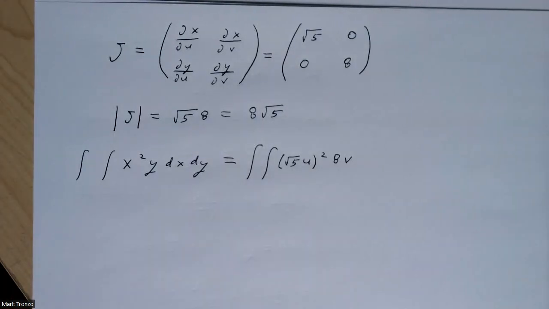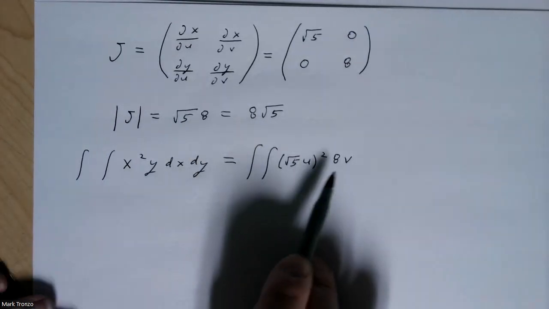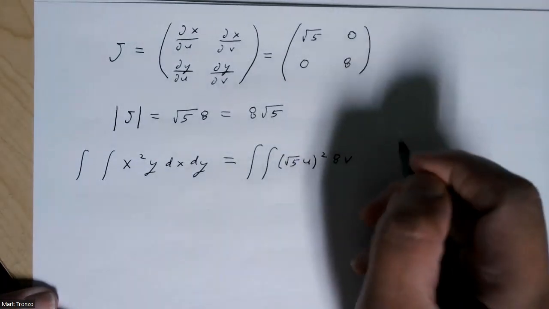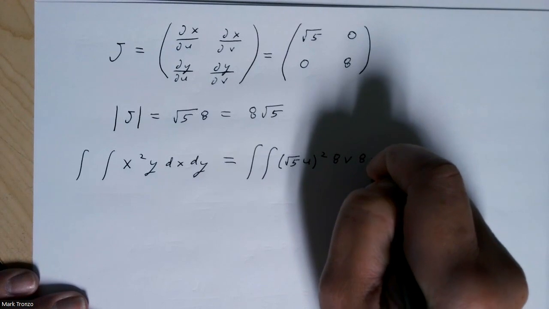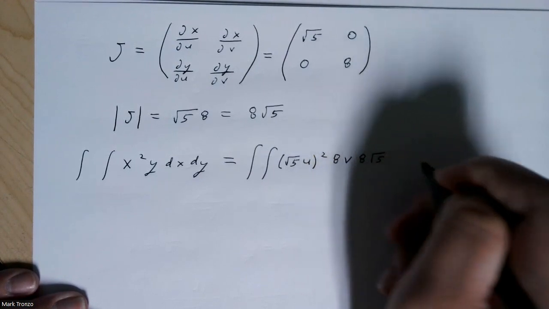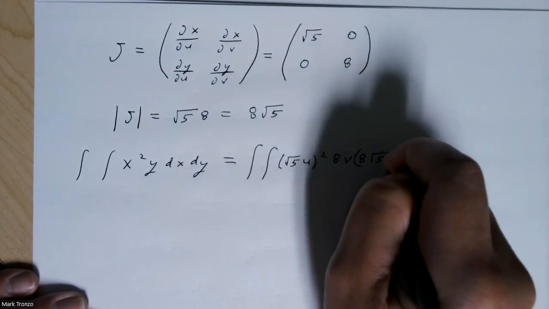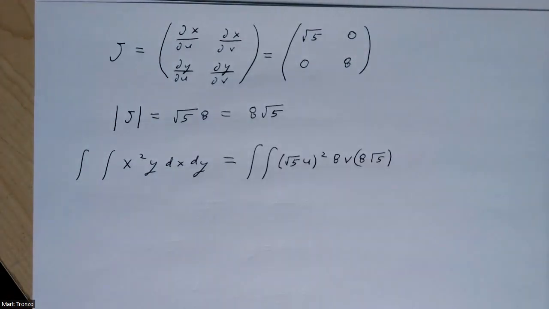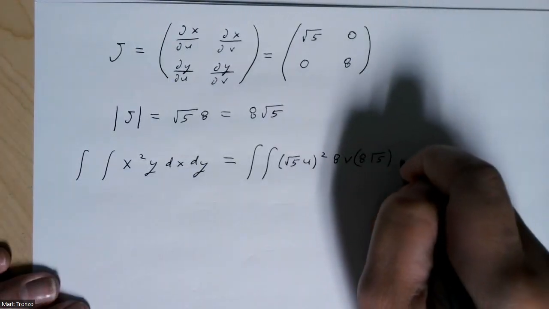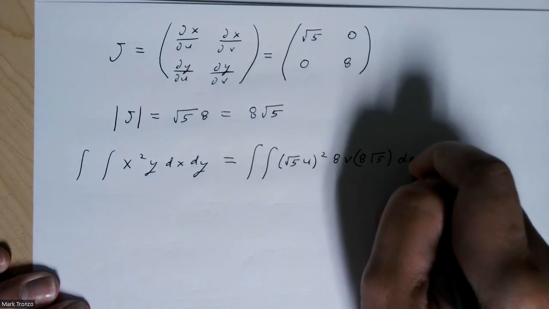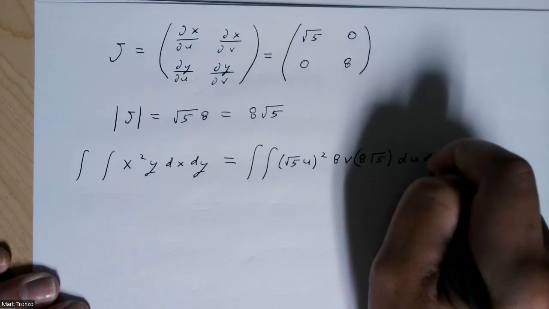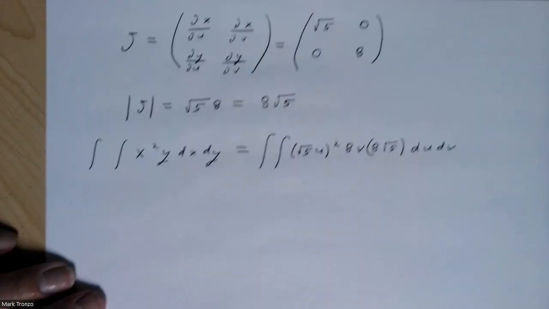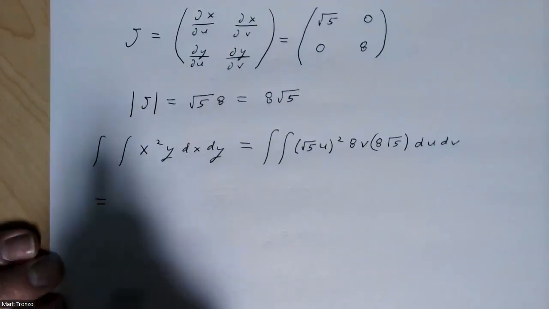This. And then put the Jacobian. Remember our formula when we make the change of variables, we always put the Jacobian here. And that's going to be 8 square root of 5 like this. And that's going to be du dv.